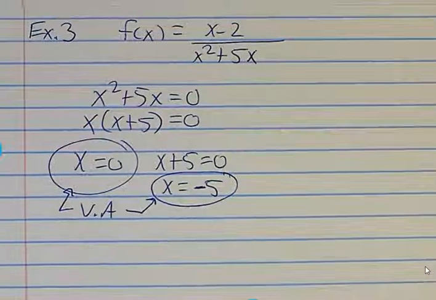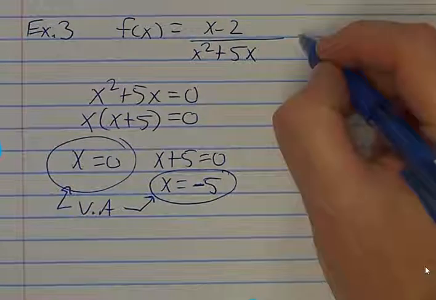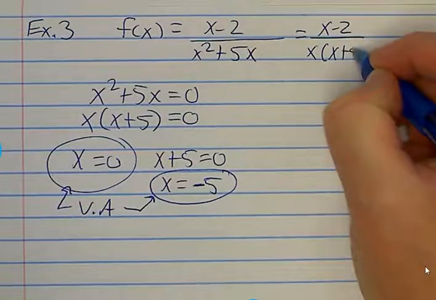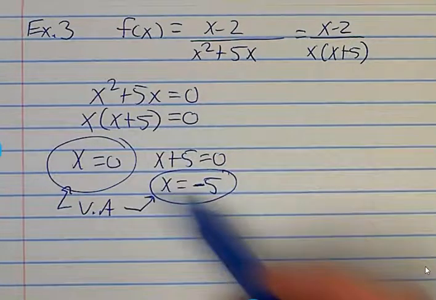So if you get something that you can factor and nothing cancels out, like this one, because if you factored the x squared plus 5x, it would have been x times x plus 5. If those things don't cancel out and we've got 2 parts in the denominator, then you're going to have 2 vertical asymptotes.